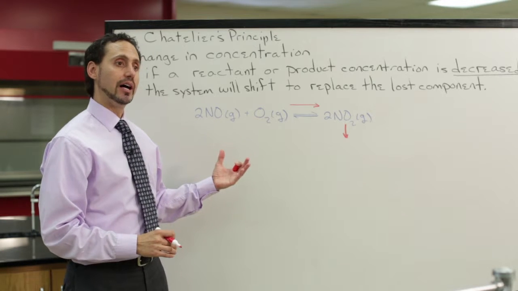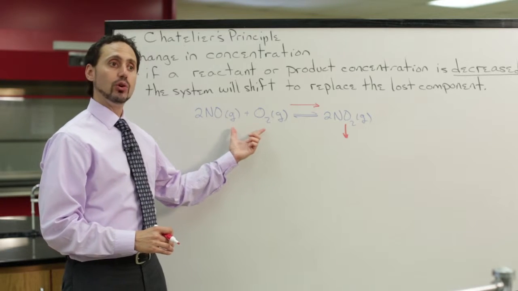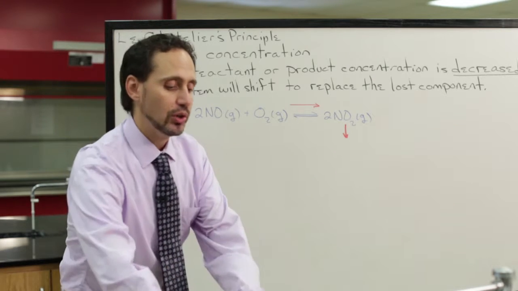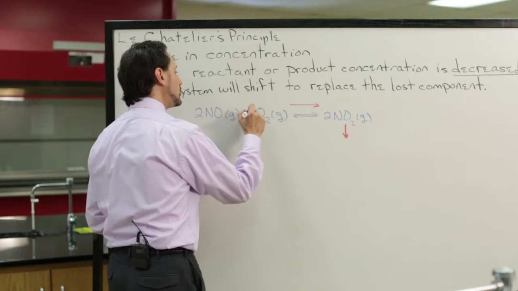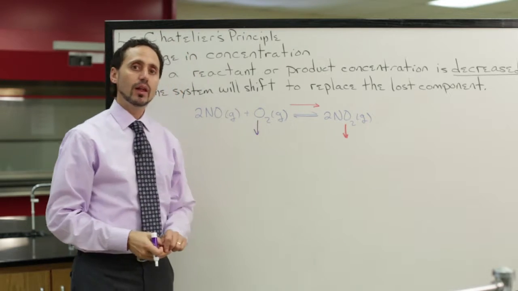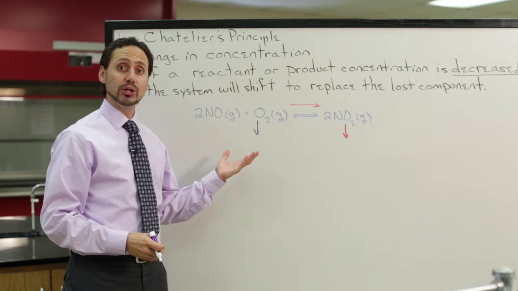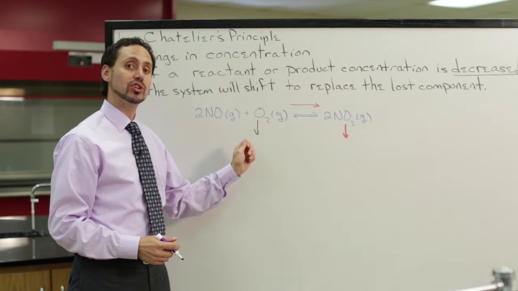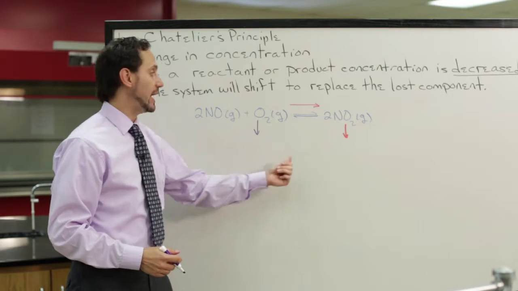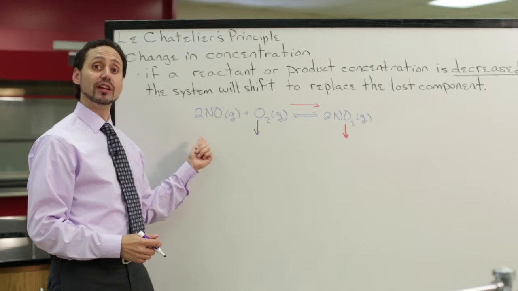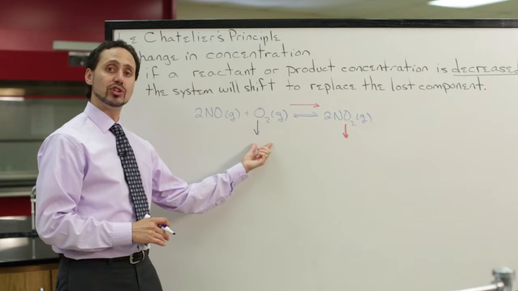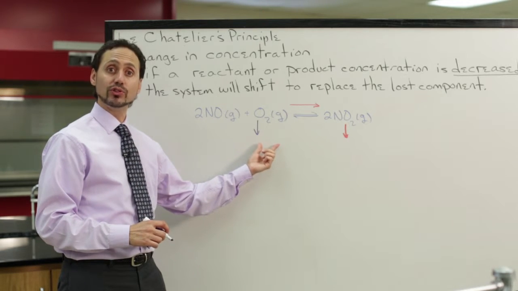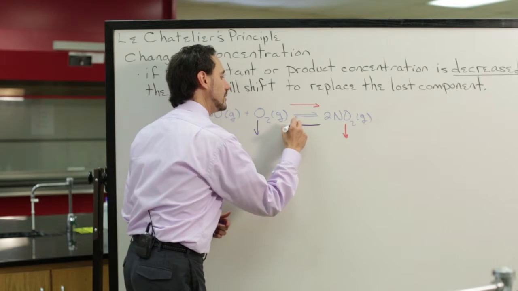The same principle applies if we were to eliminate or remove some of the reactants. If we were to remove some of the oxygen gas, then the system would want to restore that equilibrium by forming more oxygen gas. And how could we form more oxygen gas? We could form more oxygen gas by having the system shift to the left. And so if we remove oxygen gas, Le Chatelier's principle predicts that the system will try to restore equilibrium by shifting to the left.